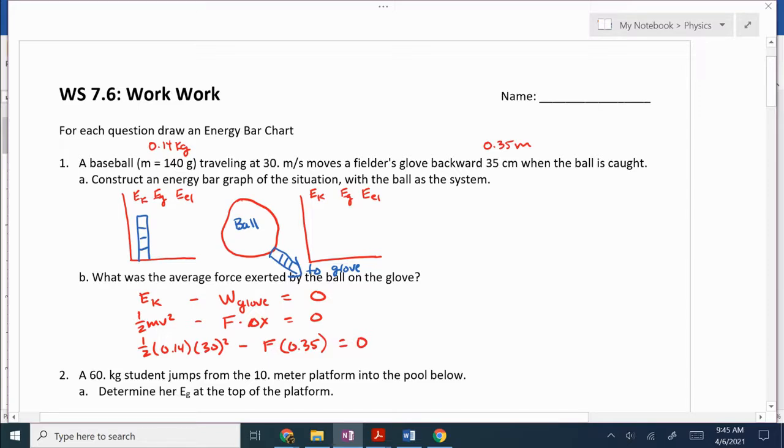So let's go ahead and do the calculation. 0.5 times 0.14 times 30 squared gives you 63, minus F times 0.35. We can add that to the other side, and then divide by 0.35, and you get F equal to 180 newtons. It's a force, not an energy, so that would be in newtons this time.